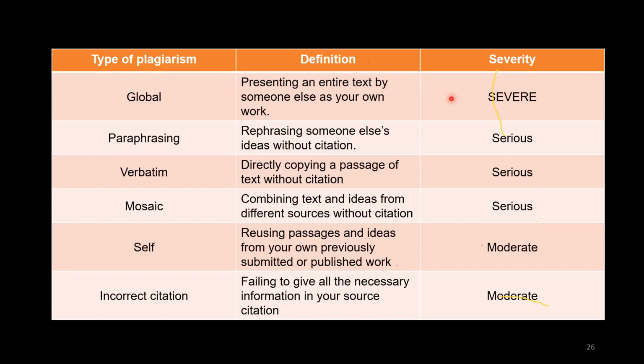Combining text and ideas from different sources without giving any citation is also plagiarism, called mosaic. Global plagiarism is very severe, and all these come under the serious cases. Of course, self-plagiarism and incorrect citation come under the moderate ones. So whatever it is, never do any plagiarism.